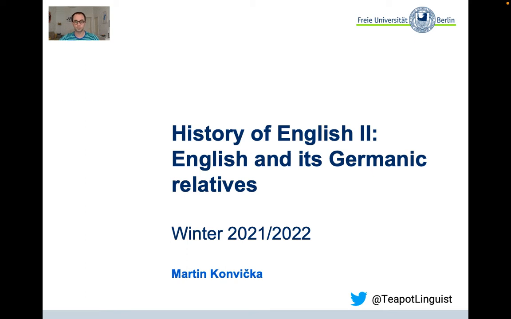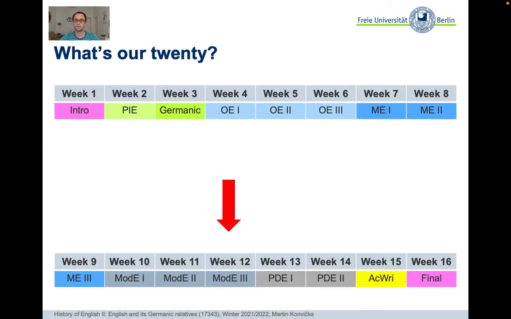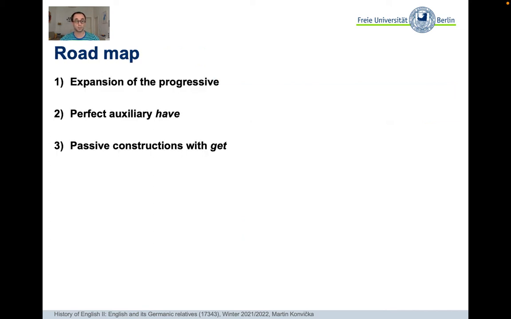Hi, and welcome to the next preparatory video on the history of English 2, English and its Germanic relatives. In this video, we end our block on modern English. And what we'll do is the following. We'll discuss three different developments that happened during the so-called late modern English period, meaning basically the 19th century.